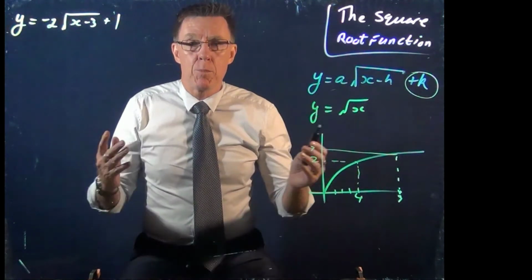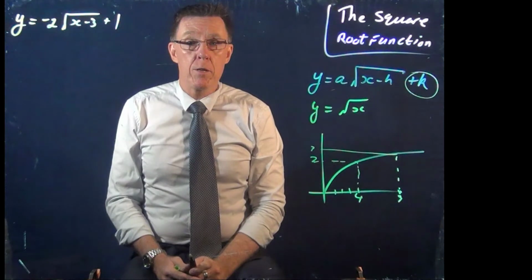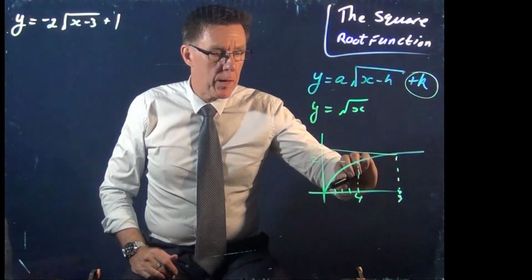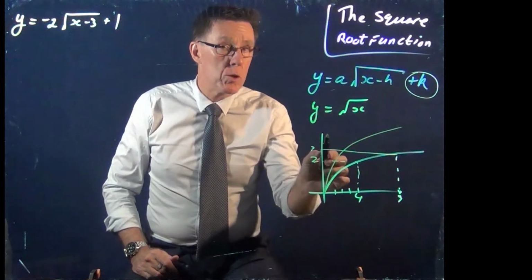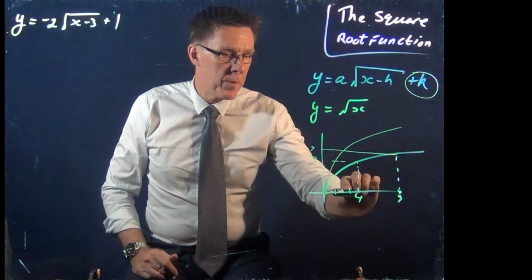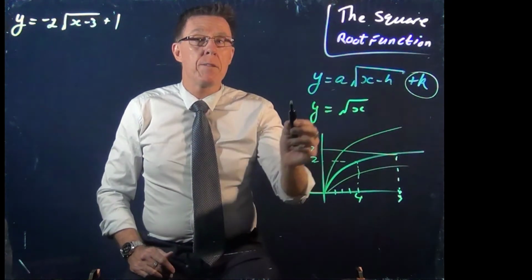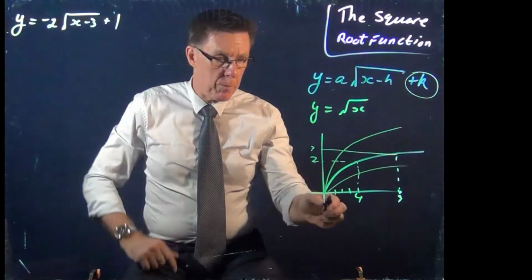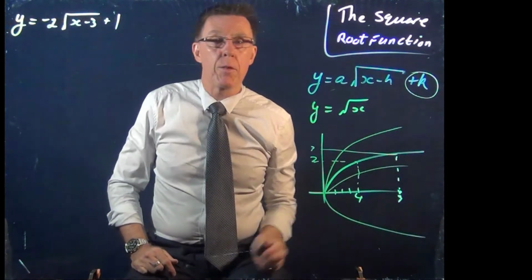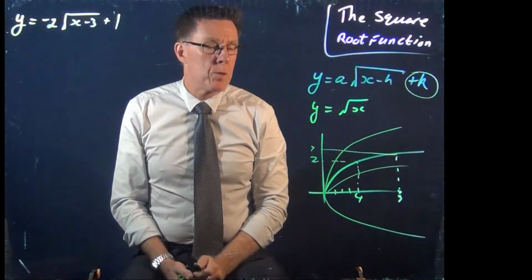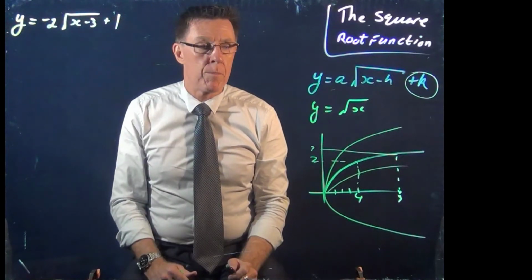A, no surprises once again for guessing, that's our dilation factor. As a gets bigger than 1, the curve dilates closer to the y-axis. A less than 1, further away. And if I made a negative, just like with a quadratic, it'll flip the curve over to be like that. So a, h and k have all the same effects that we've been used to so far.